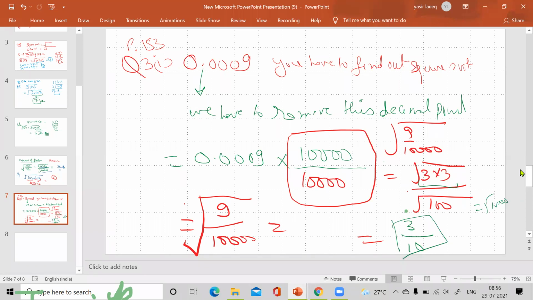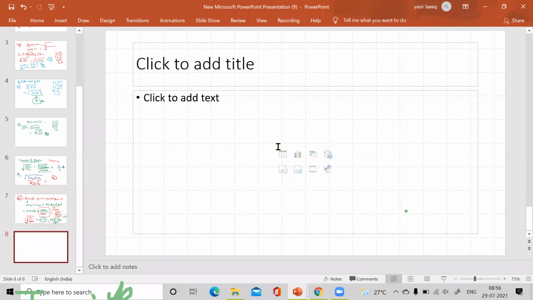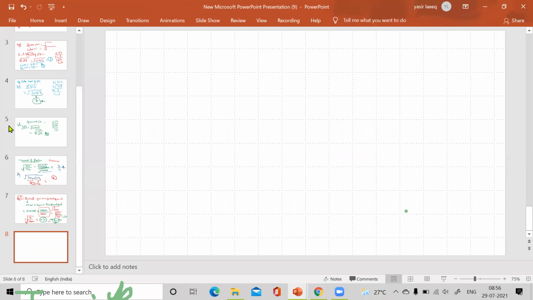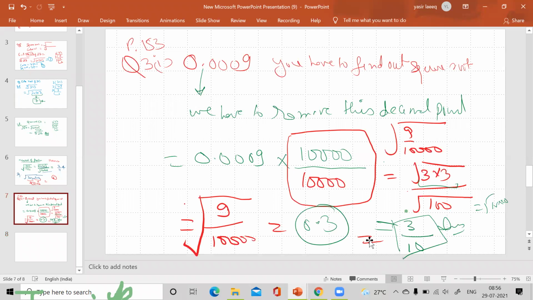Now this is also an answer, and you can express it in decimal. When 3 is divided by 10, it will become 0.3. Yes, sir, 0.3. Is it clear now? Will the answer come in decimal only? No, not necessarily. You can leave the answer in fraction, or in decimal, depending upon you or the question. Is it clear? Yes, sir.